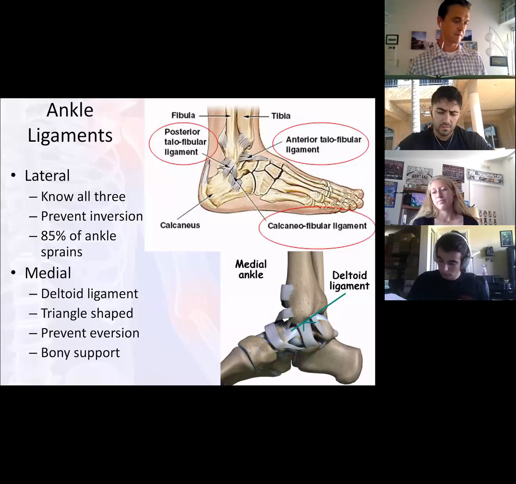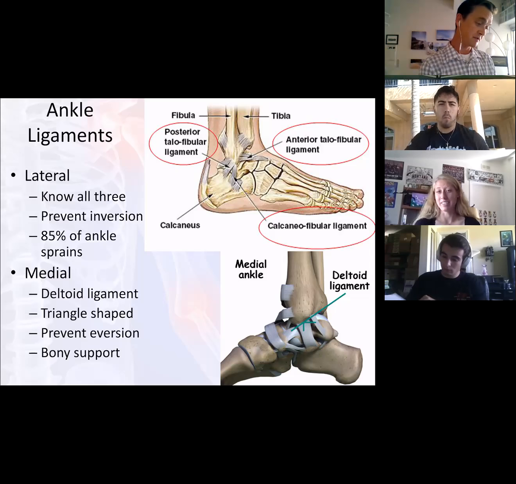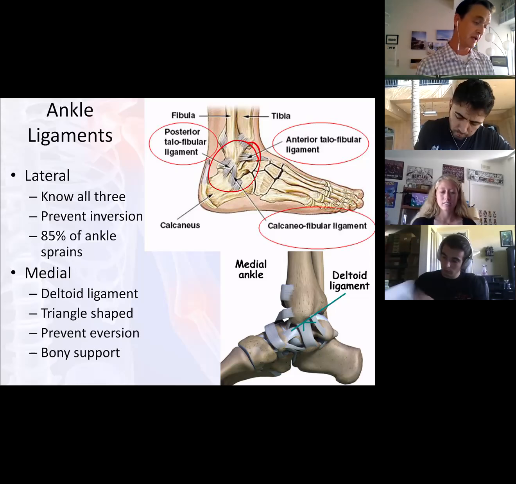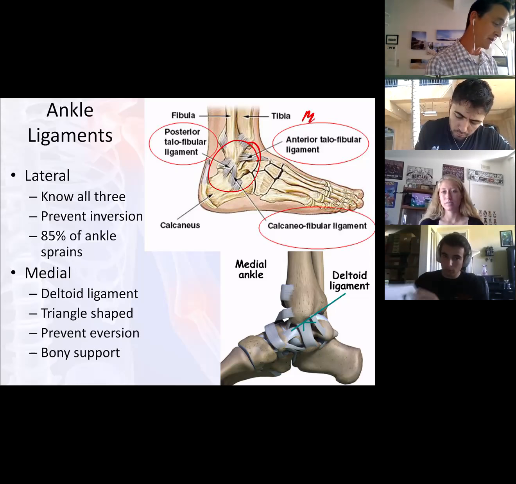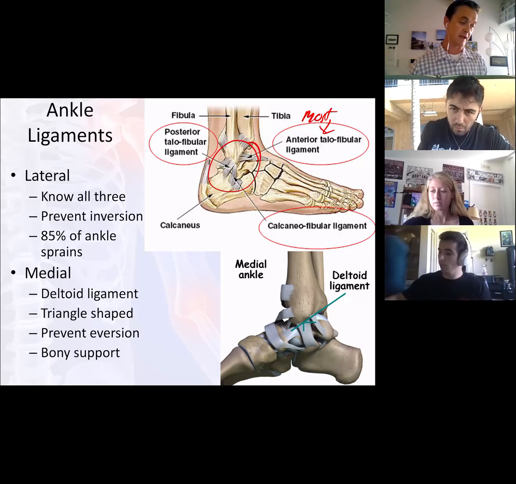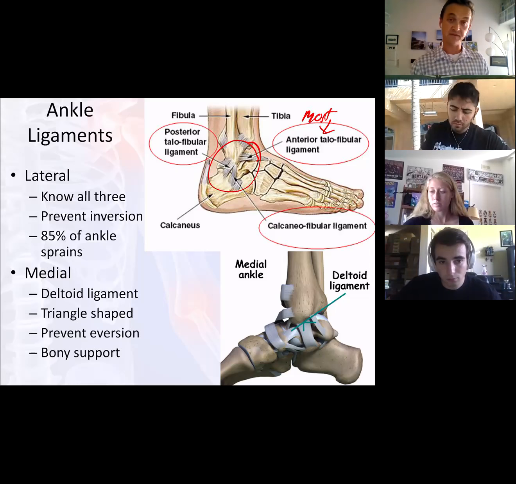Okay, and then let's just briefly look at the ligaments here. The ligaments on the lateral side are the ones we most commonly sprain. The most commonly sprained ligament is right here. It's called the ATFL, or the anterior talofibular ligament. You need to know these three, the ones I have circled there.